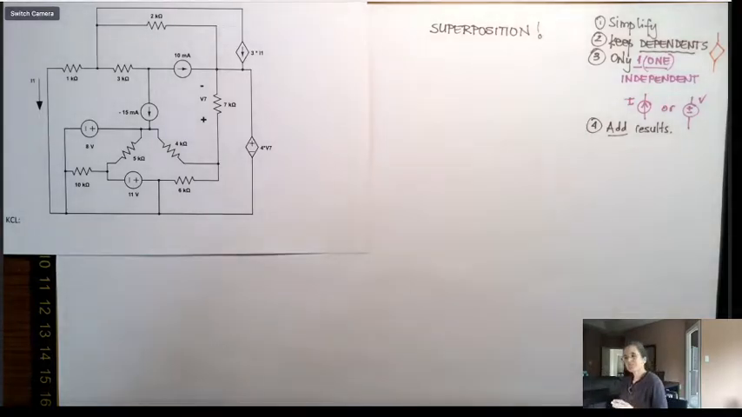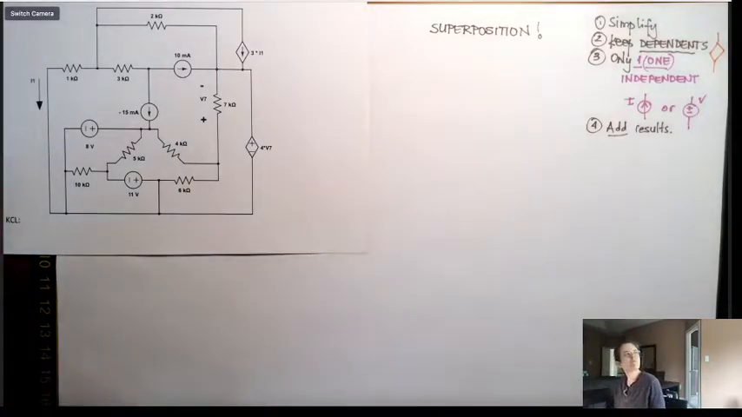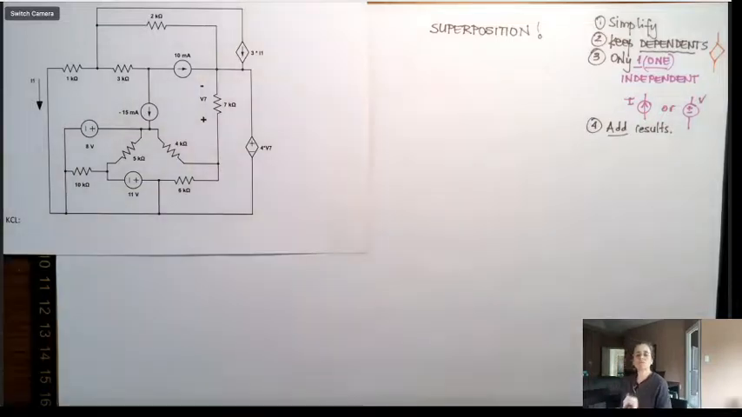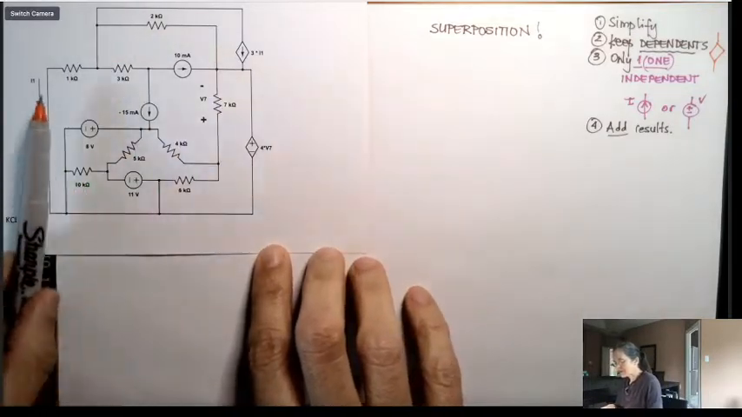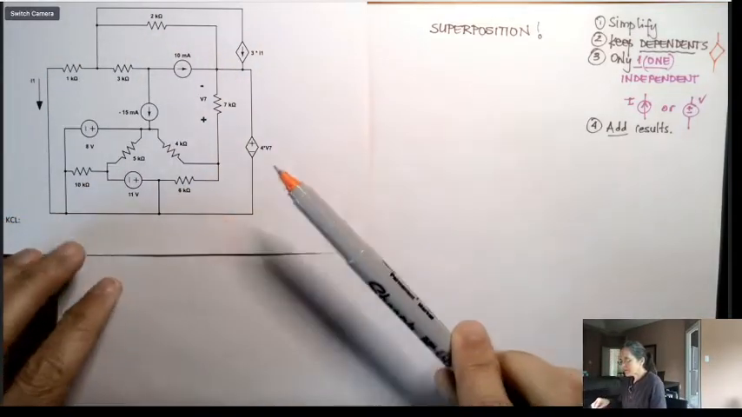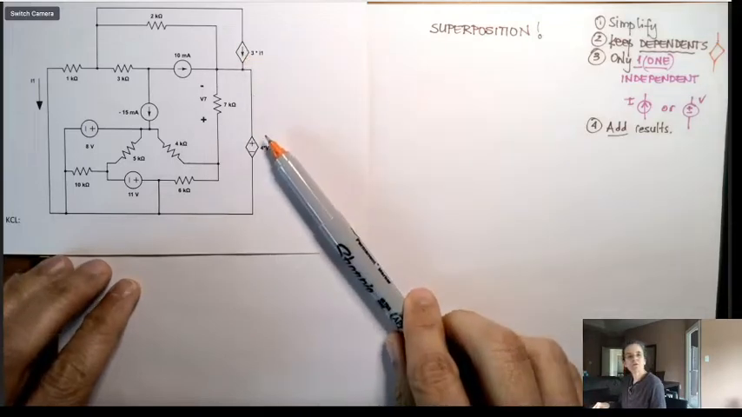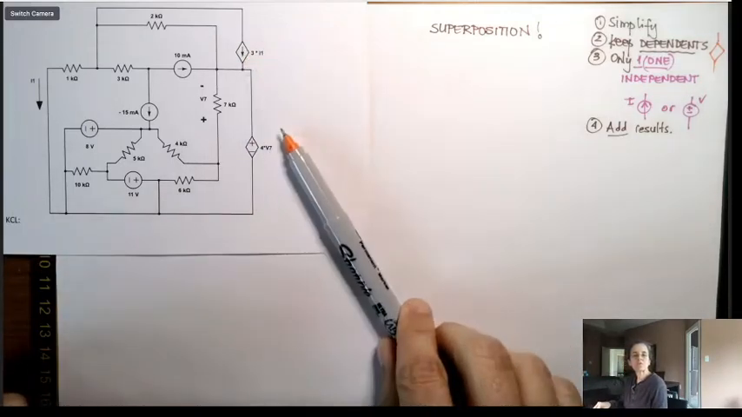Those sources do not get turned off during a solution with superposition. I'm going to use a very hard circuit here, and these power supplies are always going to stay. So these are the two dependent sources.